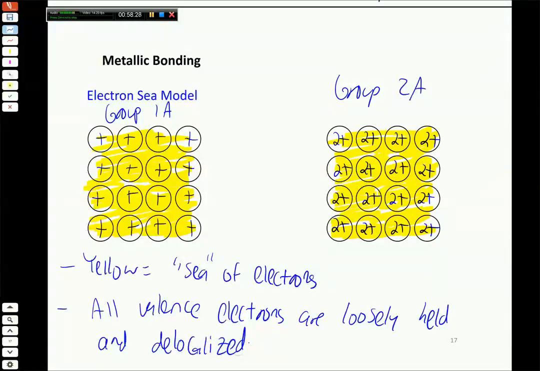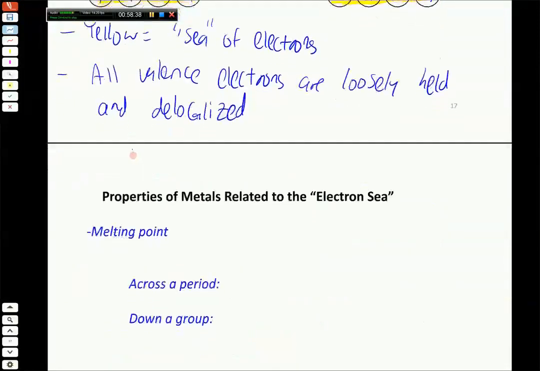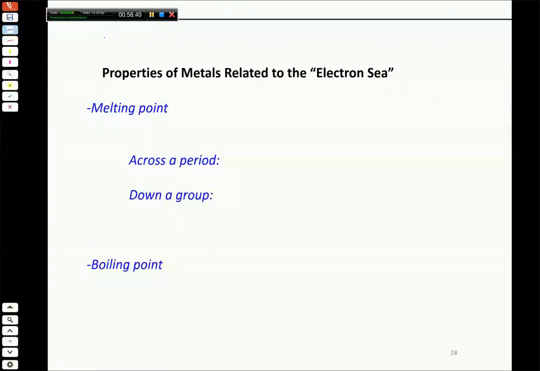Alright, so that's how we think about bonding in metals. It's not an interaction between two metal atoms, but a delocalized sea of electrons that holds all the atoms together. And so then let's talk about some of the properties of metals that are related to this electron sea, to this delocalized bonding model that exists.